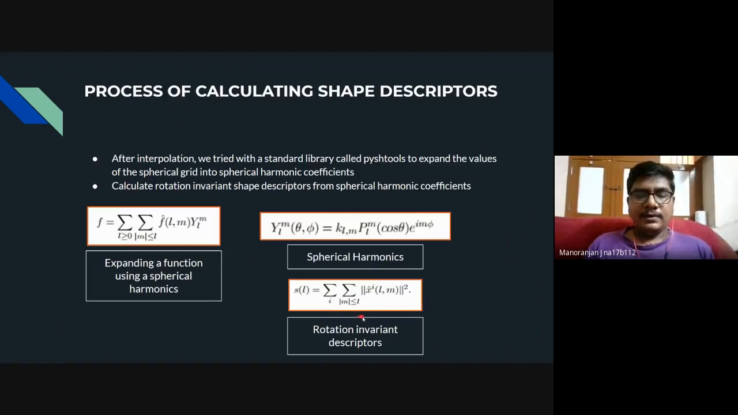Finally, this rotation invariant shape descriptor will be represented by a shape descriptor of length L. As I said, we can choose the size of L. If L is small, the shape properties it can define will be fewer, and if L is large, we can have a better understanding of the shape. So finally, after this process, we were able to represent a given 3D object by a feature vector.